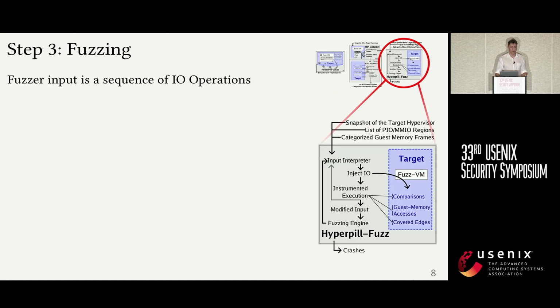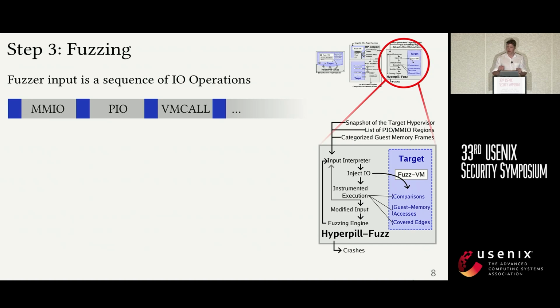Finally, in the third stage, we fuzz the hypervisor. So as I mentioned, a meaningful input is a sequence of I/O operations, and our snapshot is the snapshot of a hypervisor that's about to handle this strange hypercall that we called. So how can we use the snapshot to actually fuzz arbitrary sequences of hypercalls or of I/O operations?